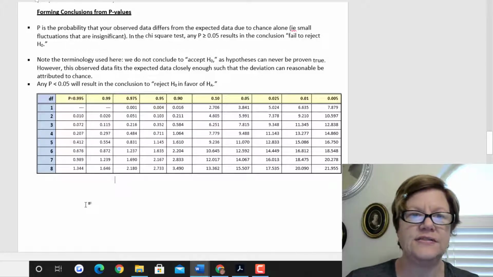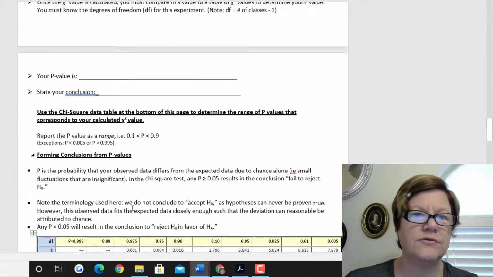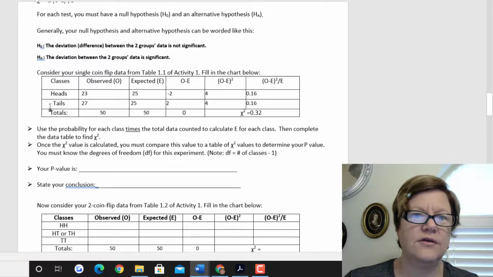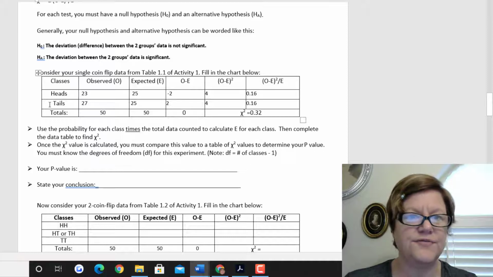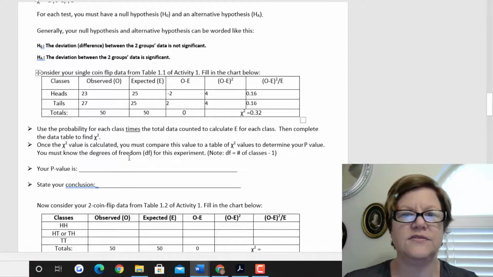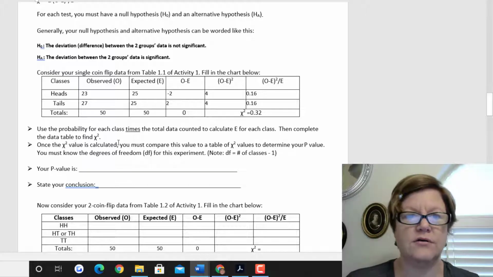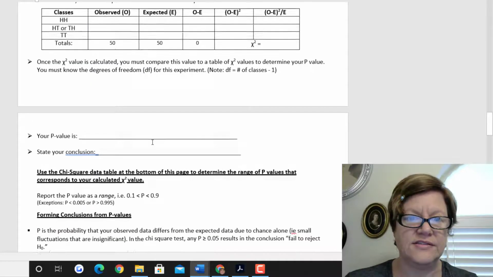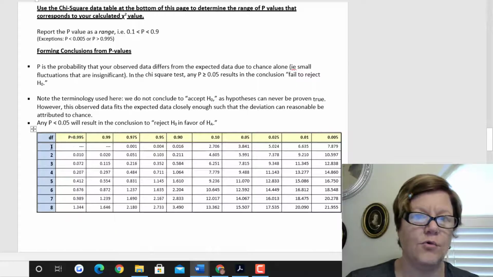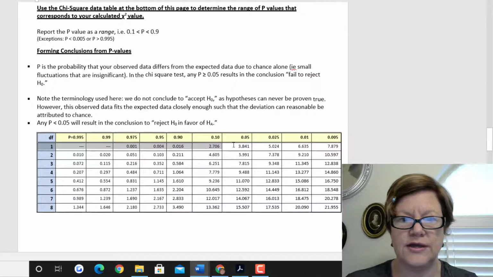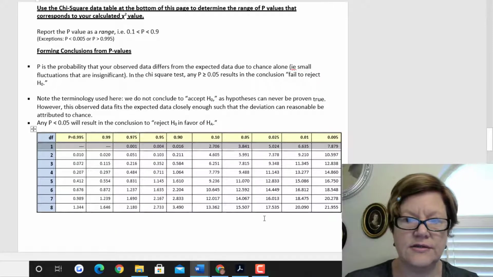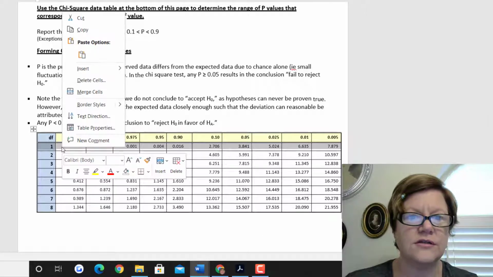Now DF is how many groups do you have minus 1? So in other words, we have a group of heads data and we have a group of tails data. So we have 2 groups. And then DF is number of groups minus 1, so our DF is 1 in this case. So we're only allowed to use row 1. So I'm going to highlight it here, I guess. Okay. Let me see if I can shade it. Let's see.